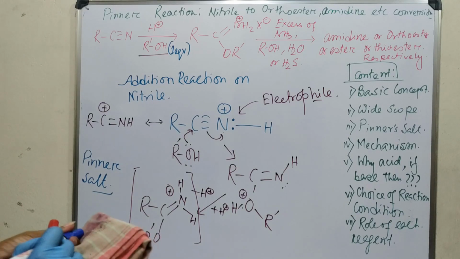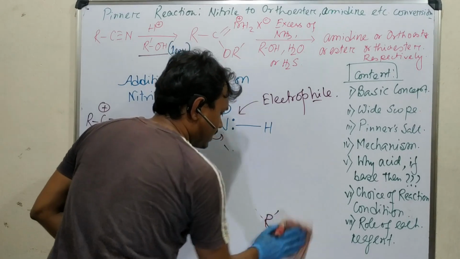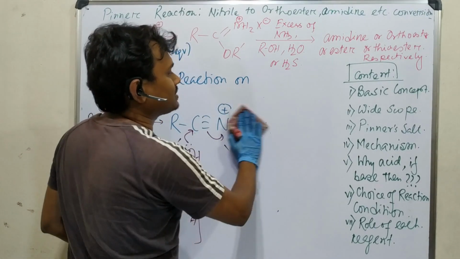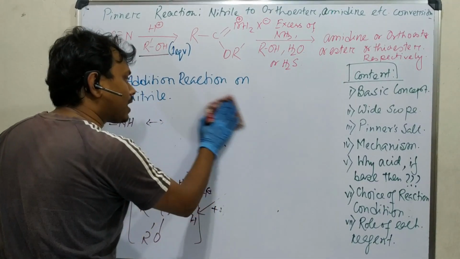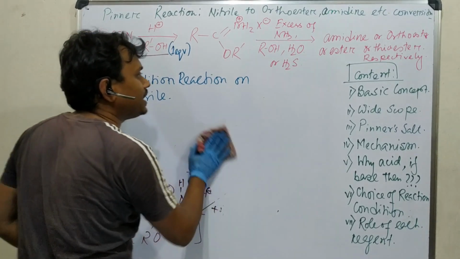Okay, and Pinner salt is the precursor for our step. Fine. So now, as you can see in the second step, many reagents are used. For example, excess ammonia, alcohol, water, H2S, different variety of products are produced.